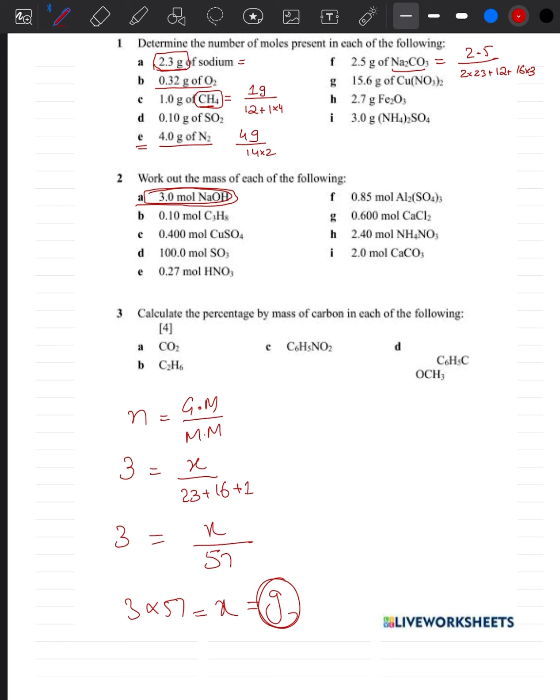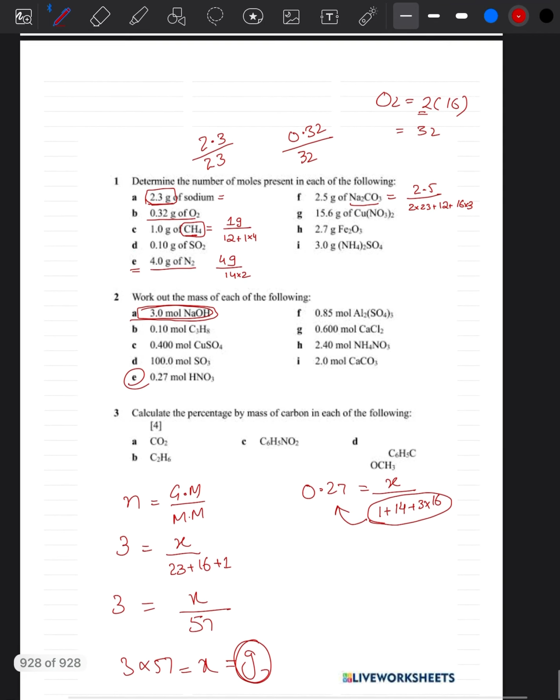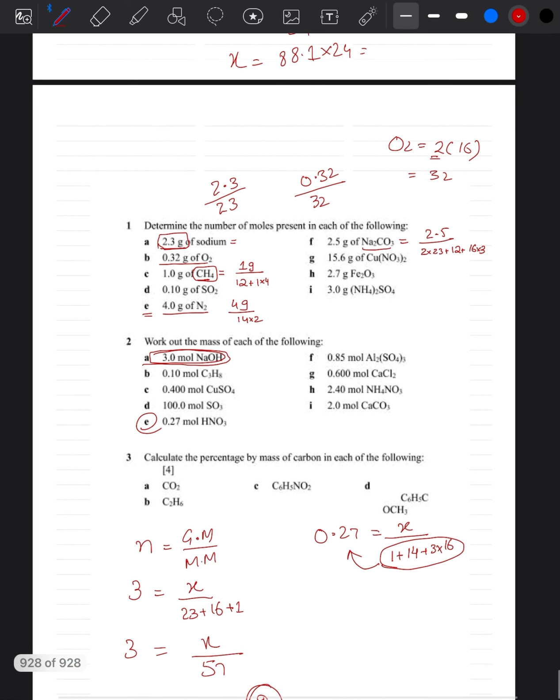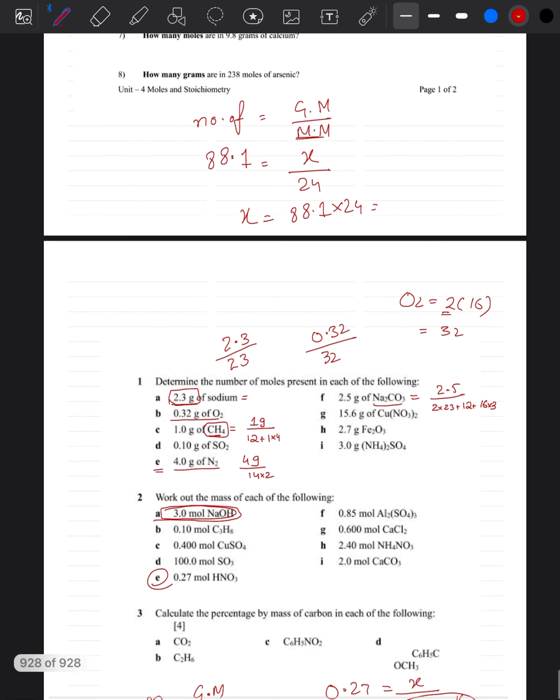If we want to find out the E part, we have 0.27 moles. We have to find the given mass, and the molar mass of nitric acid, HNO3. H has the mass of 1, nitrogen has the mass of 14, and we have 3 oxygen, so we will multiply. When we add them and multiply on this side, we will get the given mass of the nitric acid. So this is how you can use the basic formula, given mass over molar mass, to find out the number of moles. In the next video we will learn about percentage.